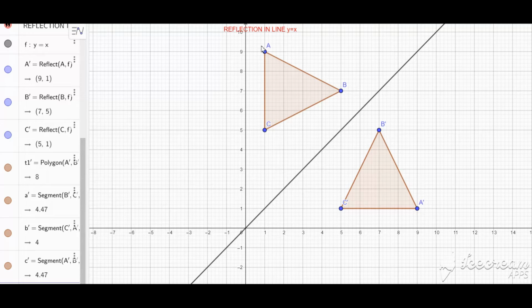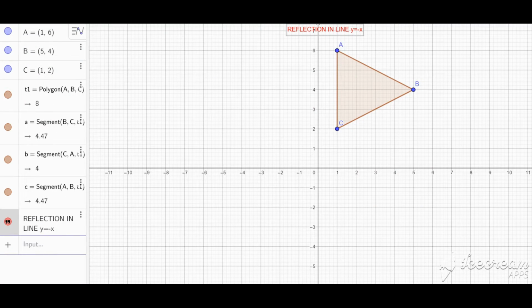So as we were saying, A is 1, 9 and A prime is 9, 1. Alright? Bear in mind that the x coordinate for A was 1. But now that 1 is the y coordinate for A prime. And the y coordinate for A was 9. And for A prime, the x coordinate is 9. So they switch coordinates. That is what happens when you reflect in the line y equal x.